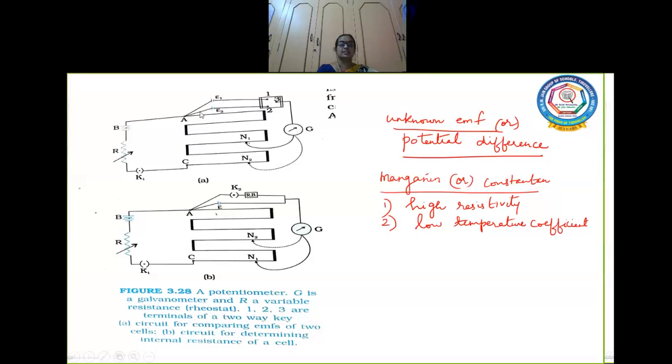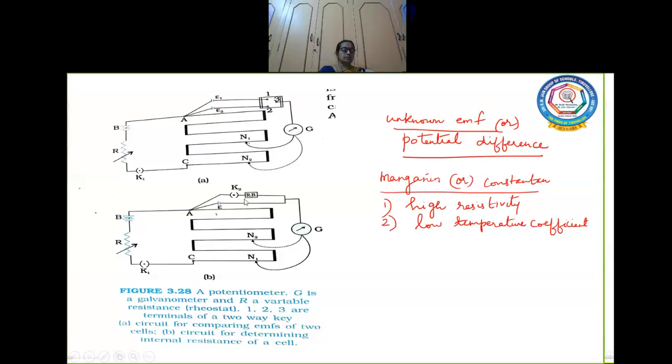Suppose now this diagram is with respect to comparison of two cells, comparison of EMF of two cells, but imagine this to be a single cell. Now at this point, if the galvanometer is showing null deflection, you measure the length of the wire from A to N2. So this length will give the value of the potential drop, or the EMF of the cell. Okay, clear?